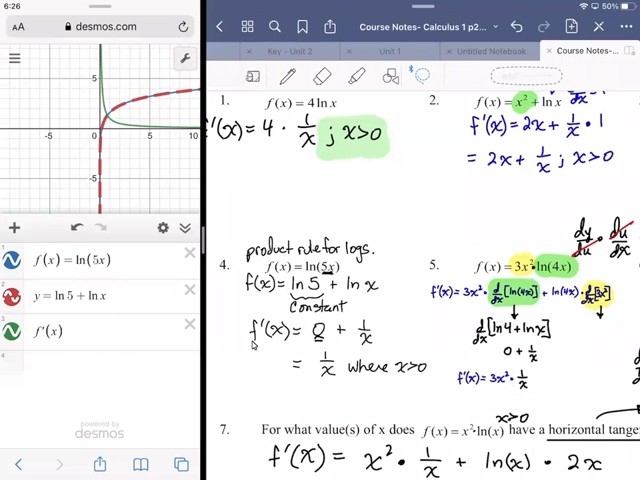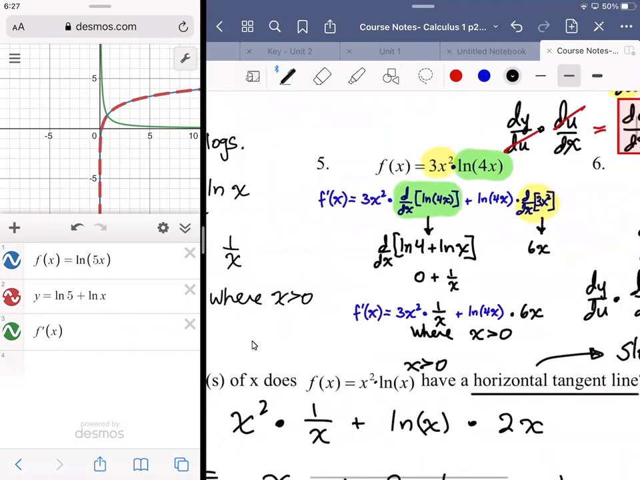Okay. Then I'm going to bring the plus the ln of 4x. Then I just have to multiply by the derivative of 3x squared, which is just a 6x. So times 6x. And again, this is where x is greater than 0. These questions didn't ask us to simplify, so it's fine to leave it like this.